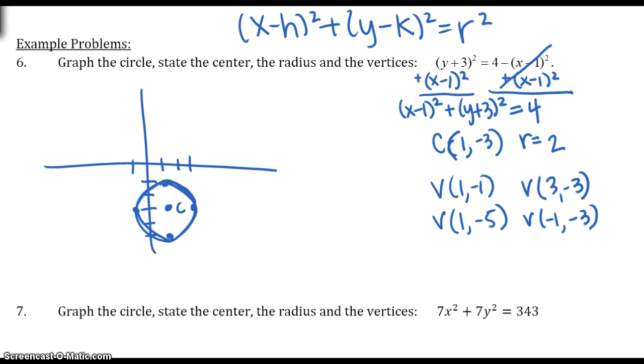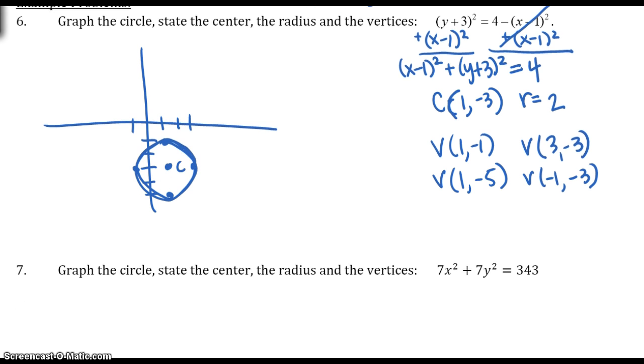Let's talk about number 7. Not looking like the equation of a circle, right? What do you think we got to do to both sides? Divide by 7. So if we divide every single thing here by 7, we'll end up getting x squared plus y squared equals, what is that?